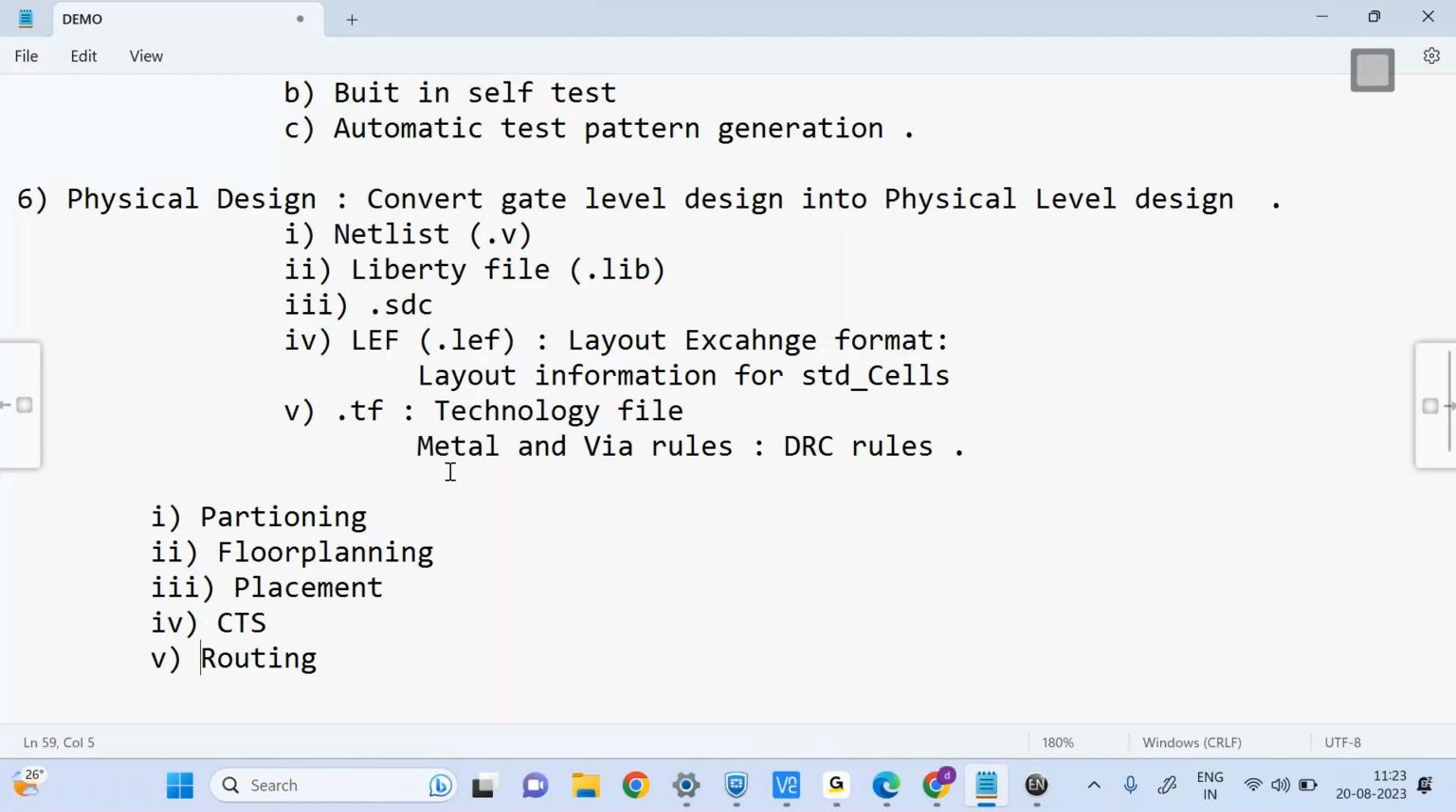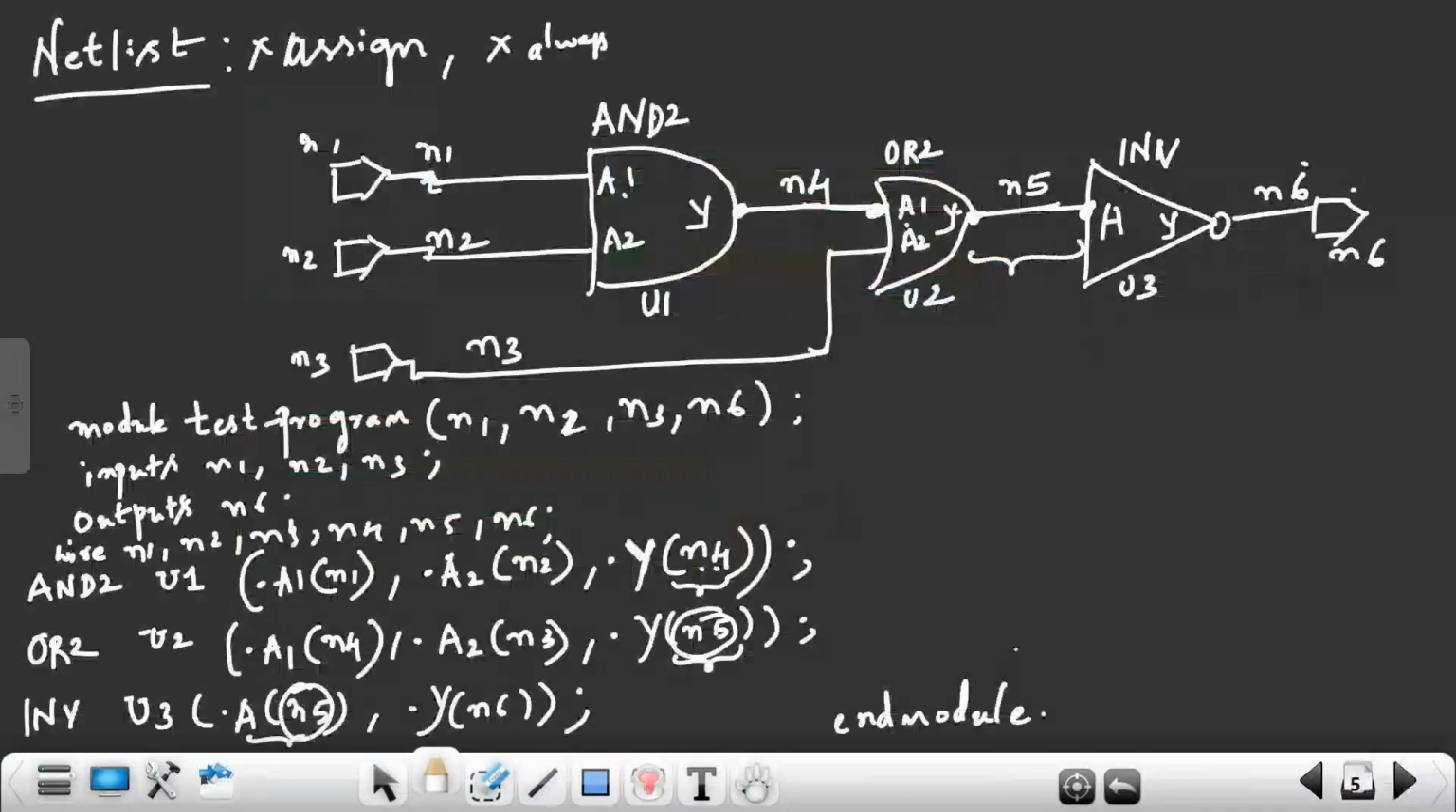So first is partitioning. See, we cannot do physical design for a bigger chip. I have a netlist which represents the entire chip. That netlist has gates in millions, meaning more than 10 lakh gates, with gate level information present in the netlist. A chip will have more than 10 lakh gates, so I cannot do physical design for more than 10 lakh gates at once.